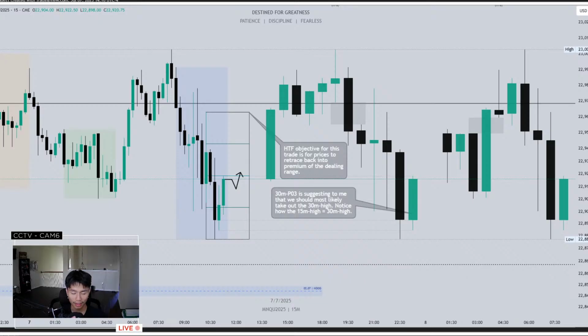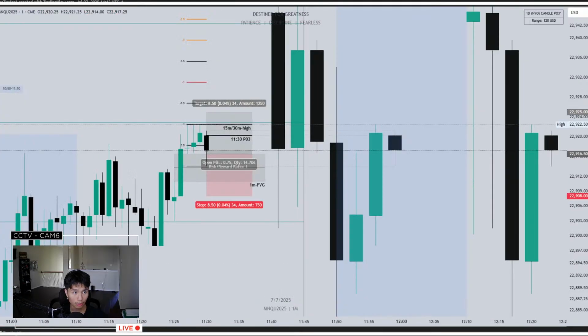And so I have a higher time frame objective and I have a model now. Both of those components are suggesting higher prices. We are wanting to see higher prices to retrace back into premium, and we are wanting to see higher prices due to the fact of the 15-minute candle and the 30-minute candle's closure. And so the only thing that I need left here is an entry pattern. The entry pattern of choice here for me was based off of this 1-minute candle, 1-minute fair value gap. And this 1-minute fair value gap supports the idea of higher prices, right?